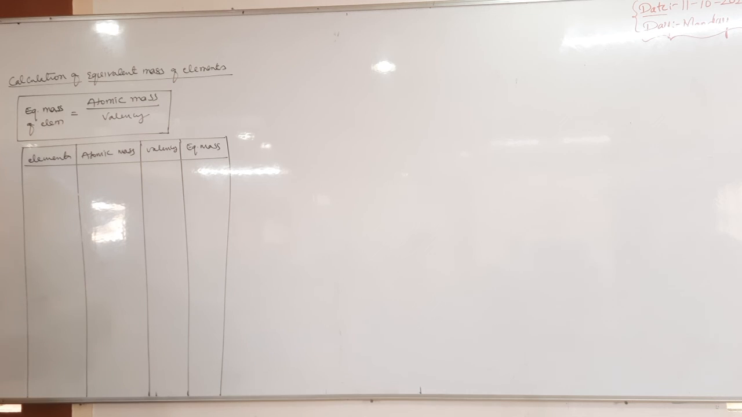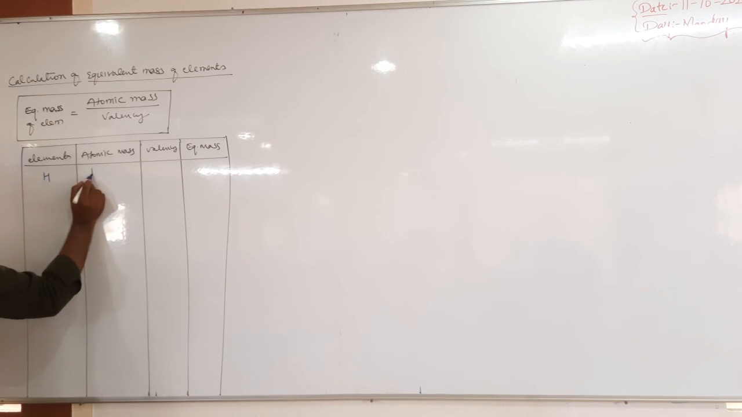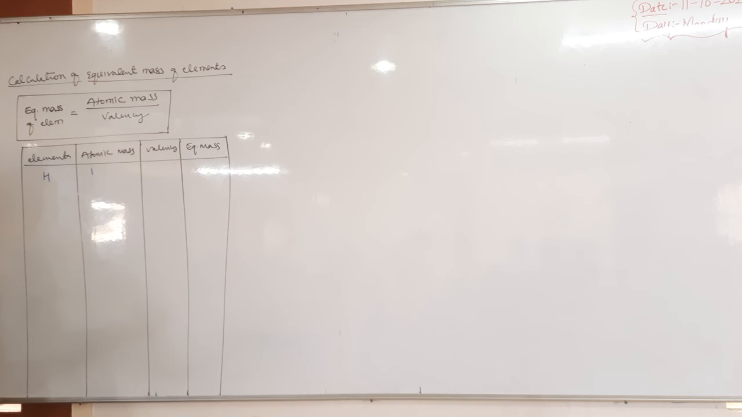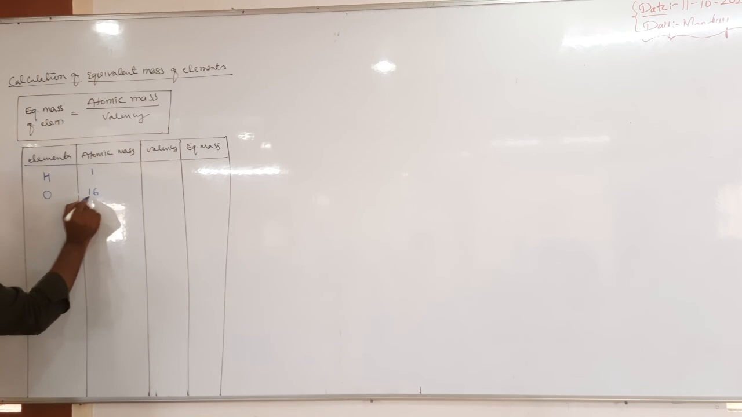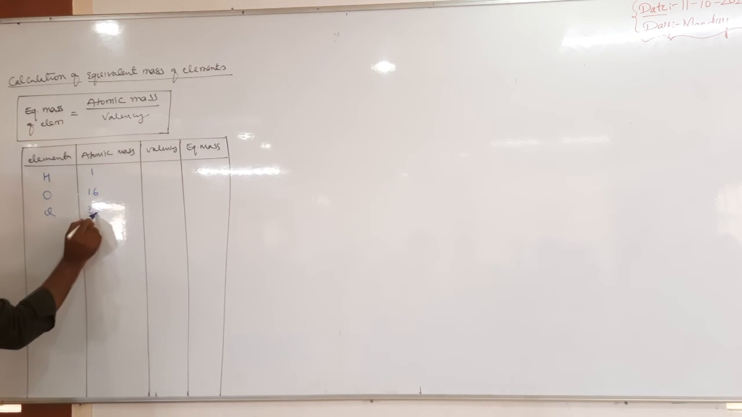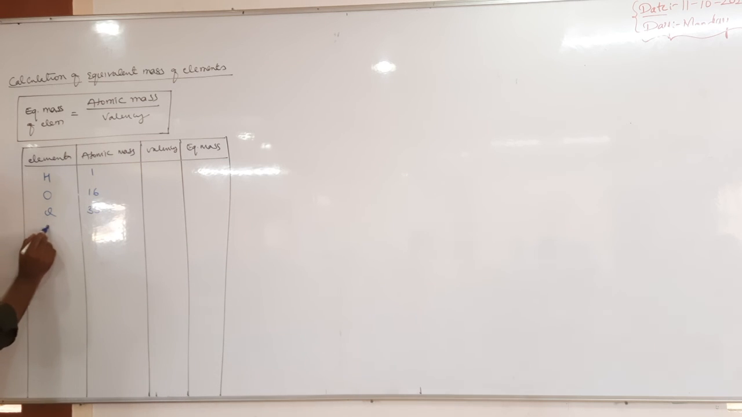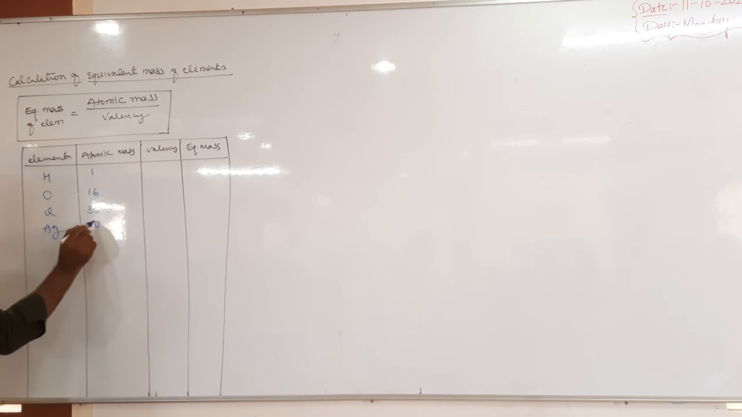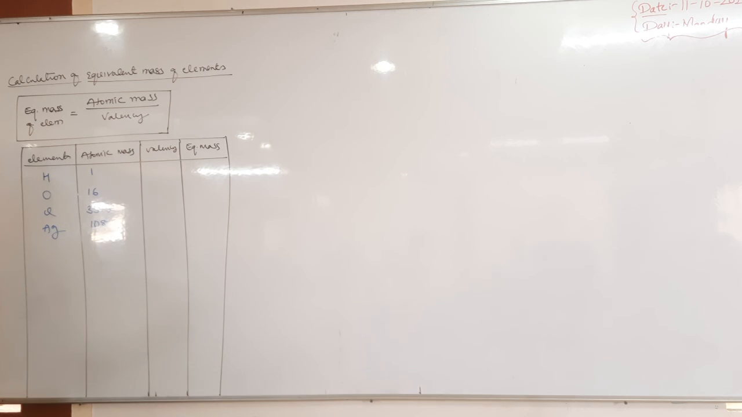Okay, can you tell me what is the atomic mass of hydrogen? 1. So actually it is 1.008, but you can take approximately 1. Next, atomic mass of oxygen: 16. Chlorine: 35.5. Silver atomic mass is 108.